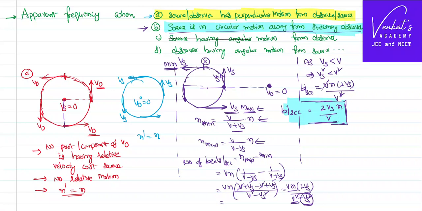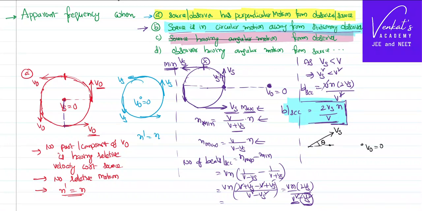Let's talk about the third case. What is the third case? Source having angular motion from the observer. What's the meaning of that? Let me try to explain. This is an observer in the state of rest. The source is not along the line, but approaching the observer with a certain angle theta.